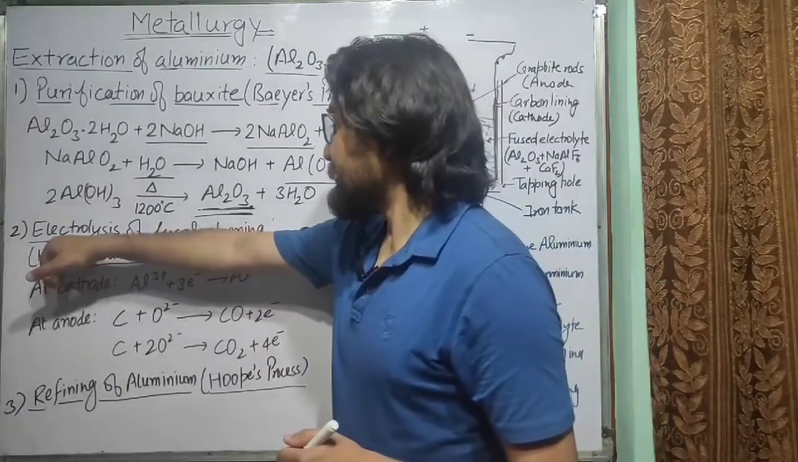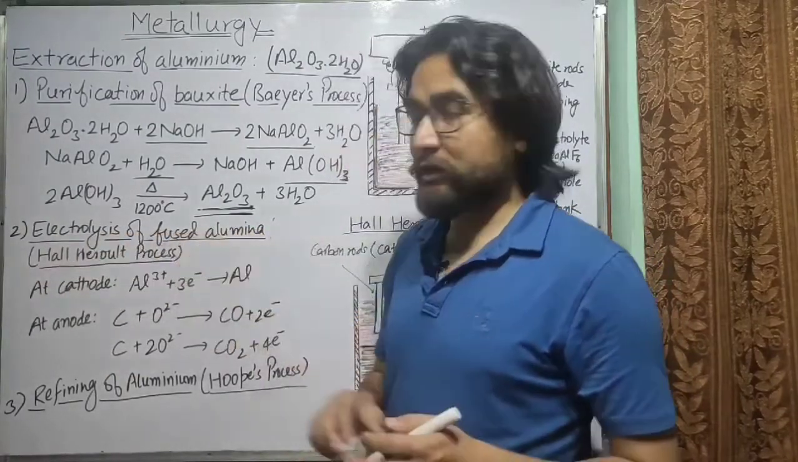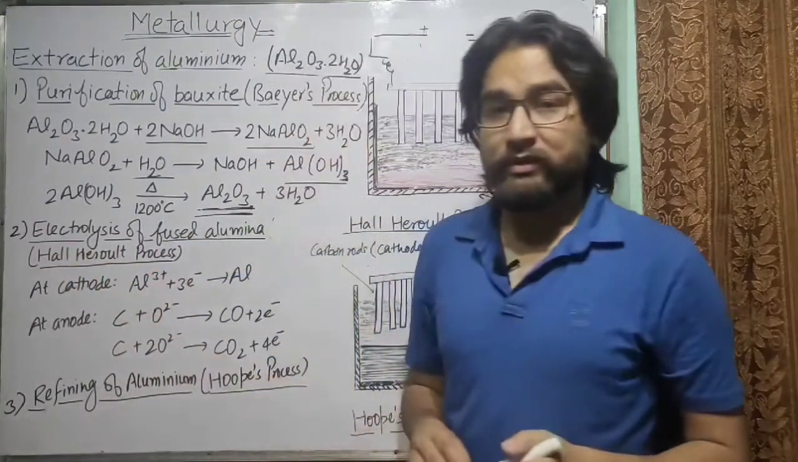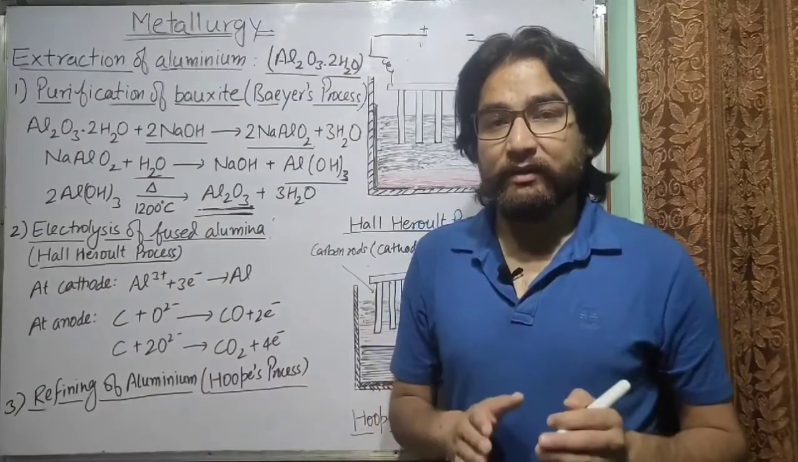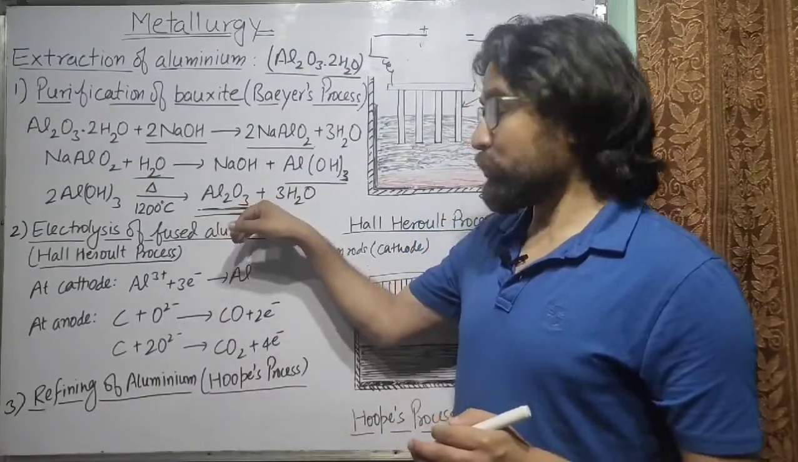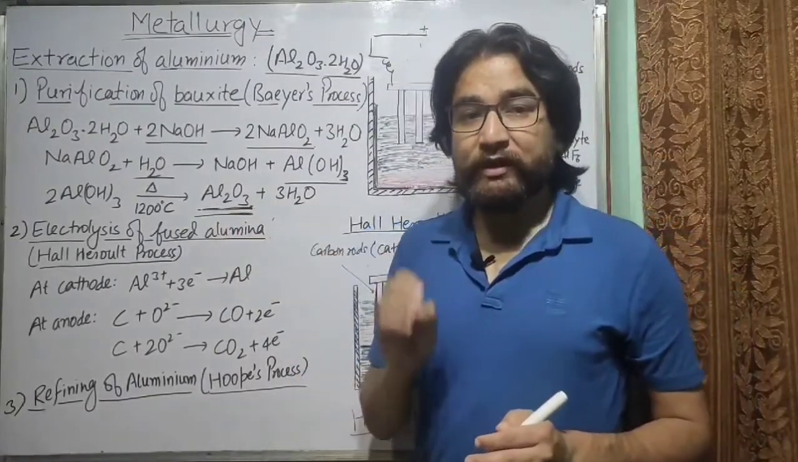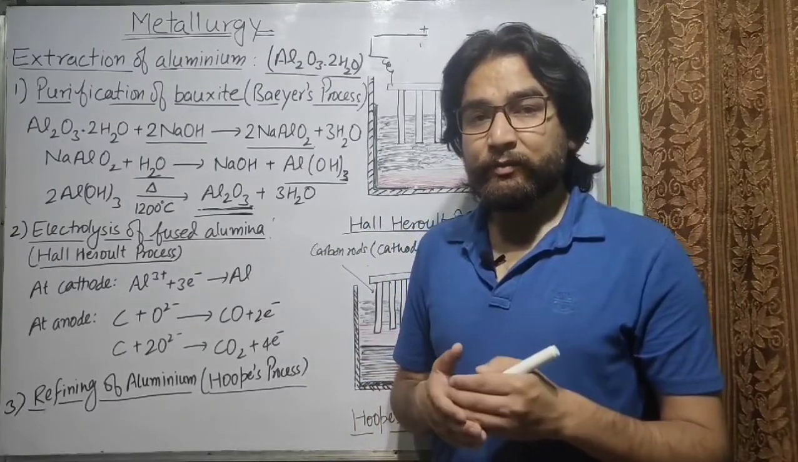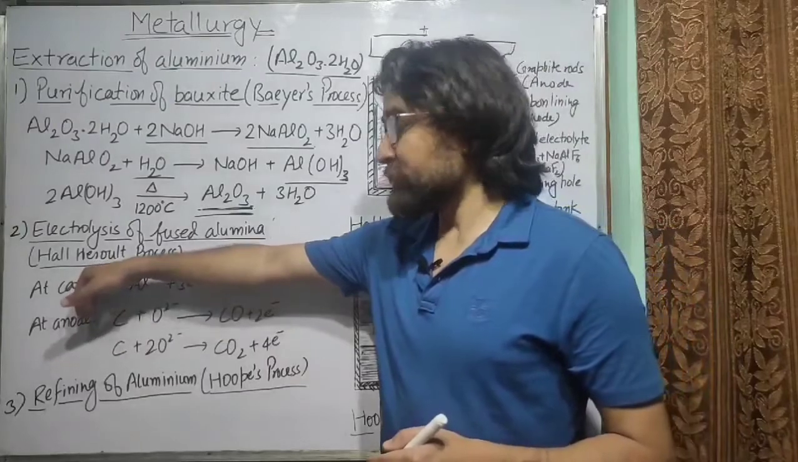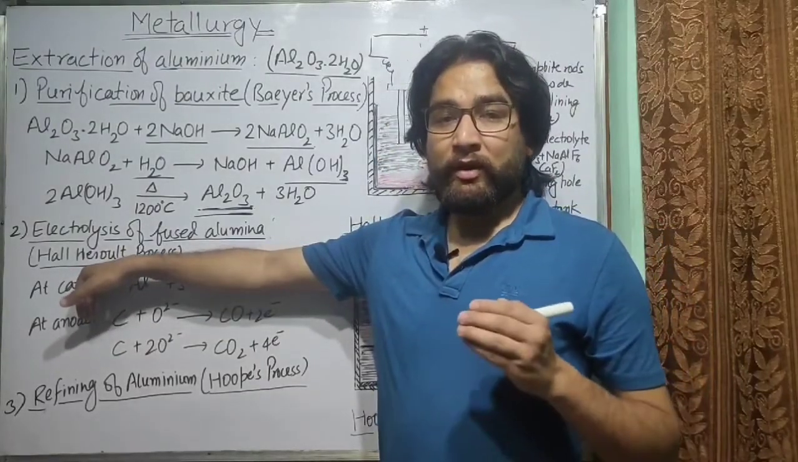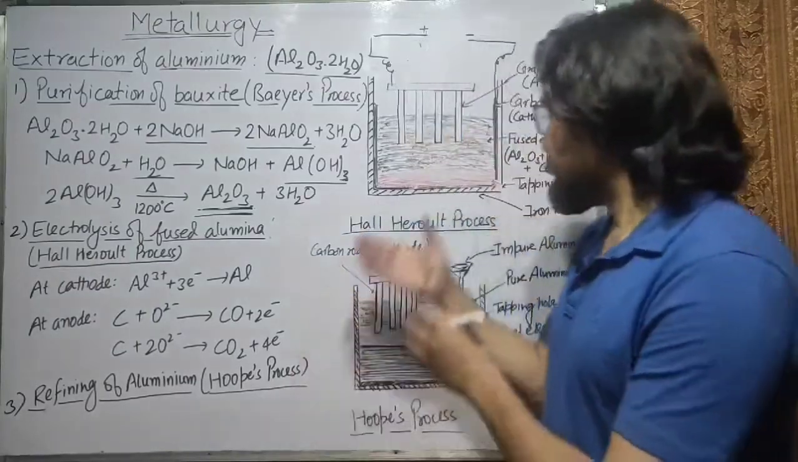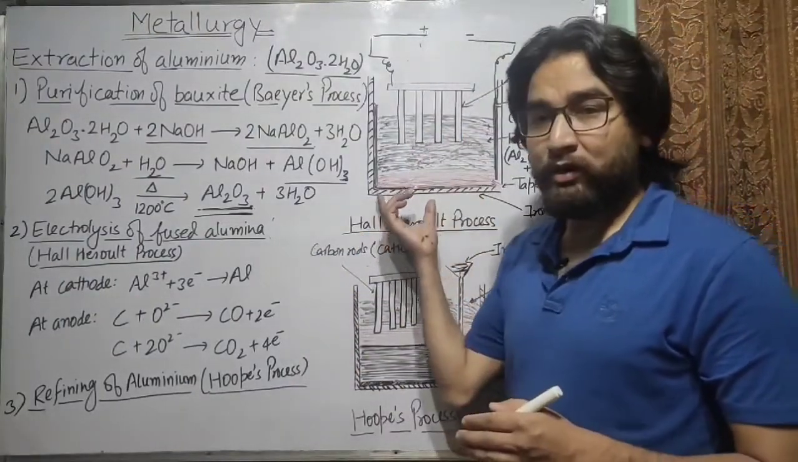So the next step is electrolysis of fused alumina. It is done by the Hall-Héroult process. We extract the metal from Al2O3. This is the process of reduction of oxide of metal. So this is an electrolytic process. Now you can see this process is known as the Hall-Héroult process. So how does this process work? Let's see. This is the complete diagram of the Hall-Héroult process.